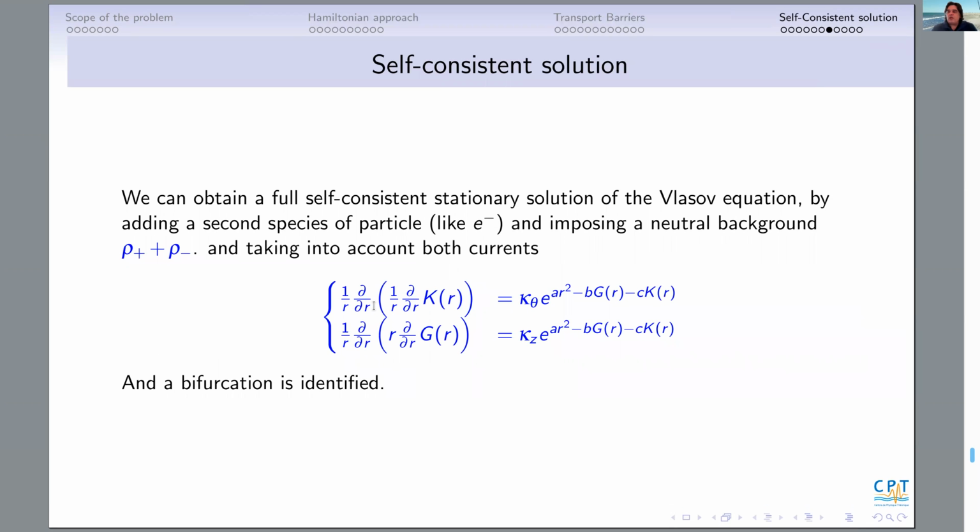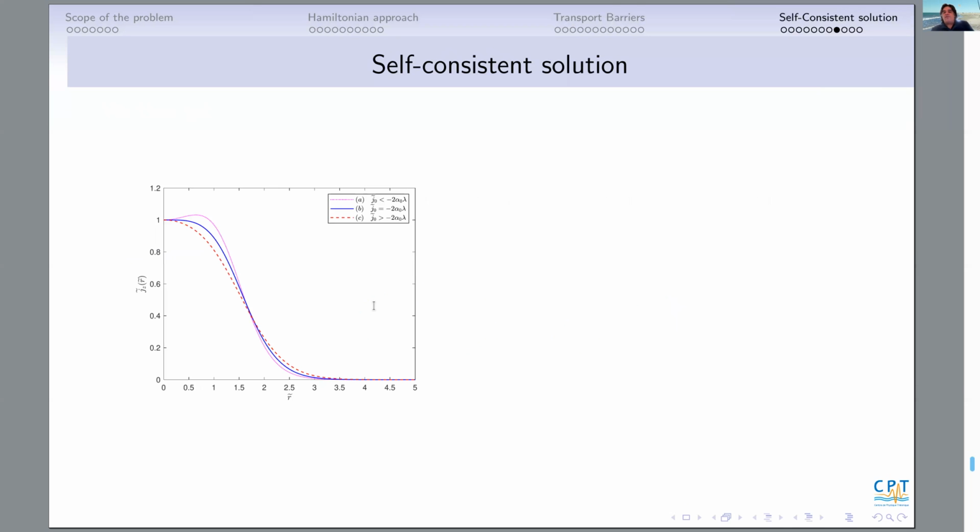But we can also take into account the current in the toroidal direction. When we do this, we can again consider either a neutral background or a two-species background. It ends up with the same kind of result as before, but now we have two coupled nonlinear PDEs. And what we notice is that in this setting we can identify a bifurcation, where J0, the second derivative of the current, can change sign.